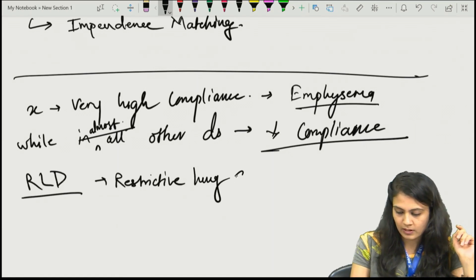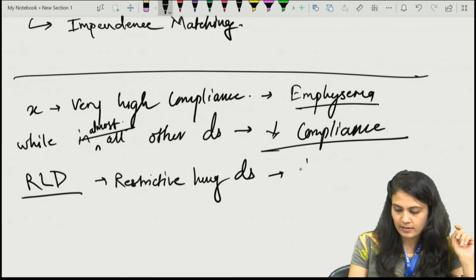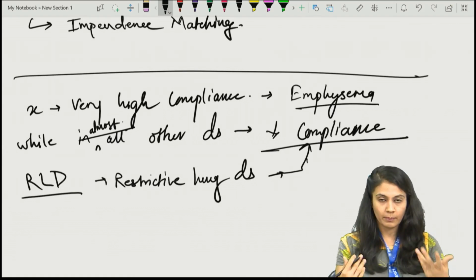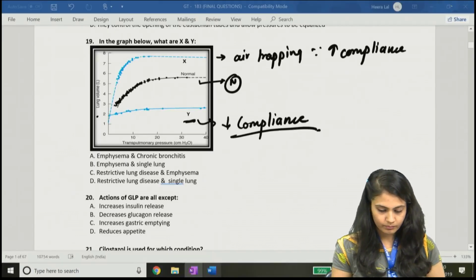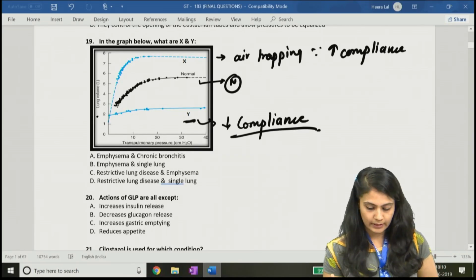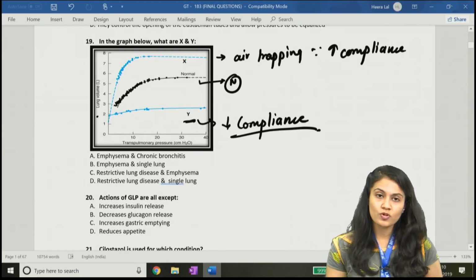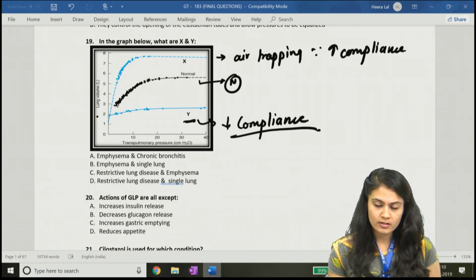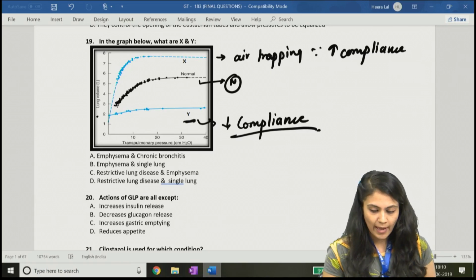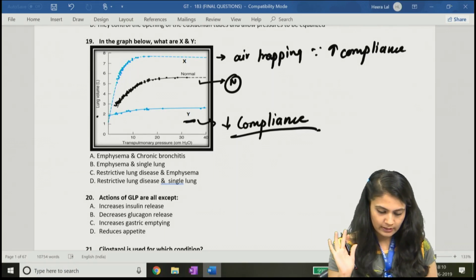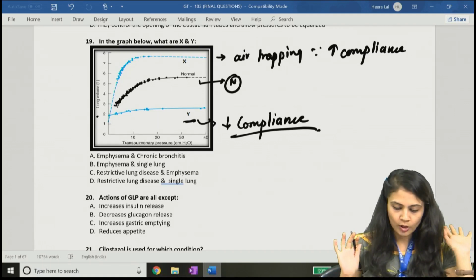What happens in restrictive lung disease? The compliance is decreased. This is a typical example of restrictive lung disease. All the occupational diseases, asbestosis, silicosis and all those, are restrictive lung diseases. So X, we know, is emphysema. So the answer should be either A or B.